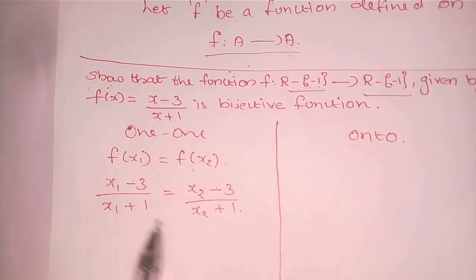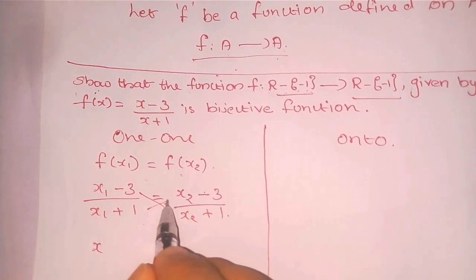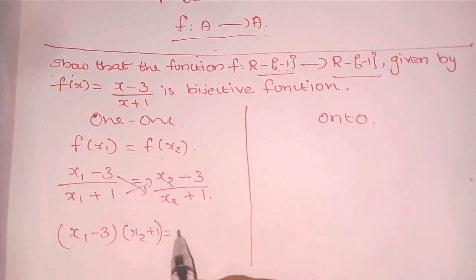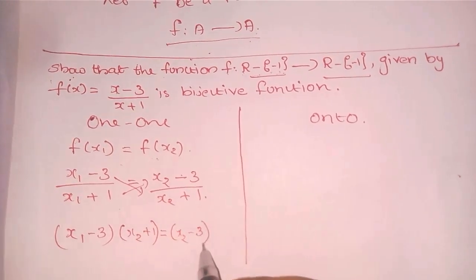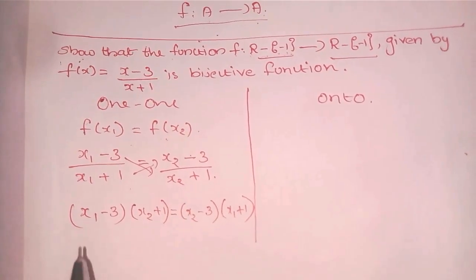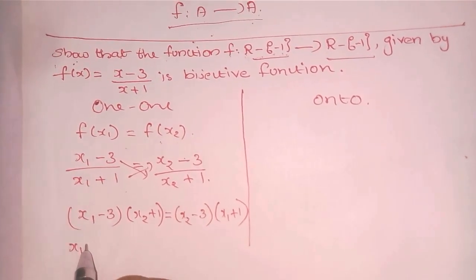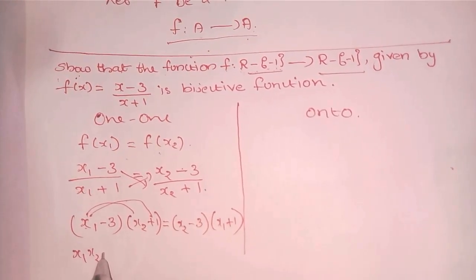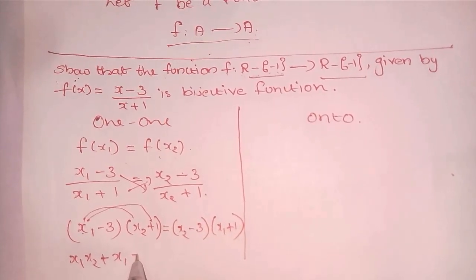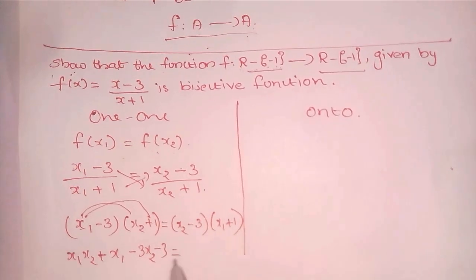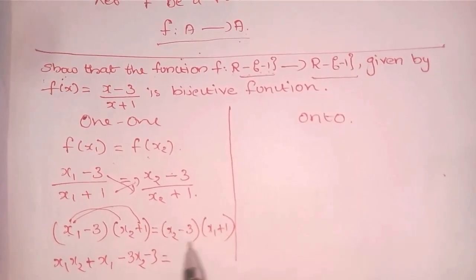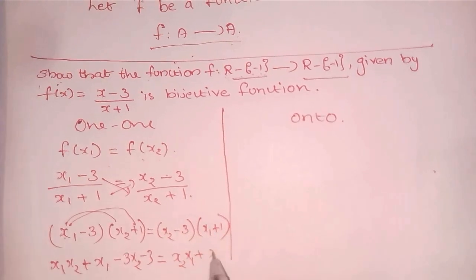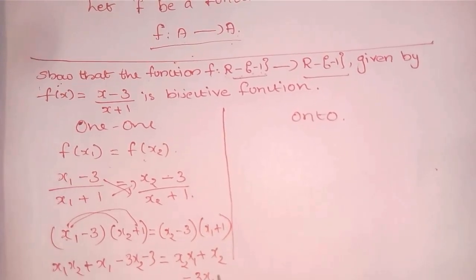Then cross multiplying both sides we get (x1 - 3)(x2 + 1) = (x2 - 3)(x1 + 1). Opening the brackets, multiplying x1 with these two terms, we get x1x2 + x1 - 3x2 - 3, that is equal to, multiplying these two brackets on the right, x2x1 + x2 - 3x1 - 3.